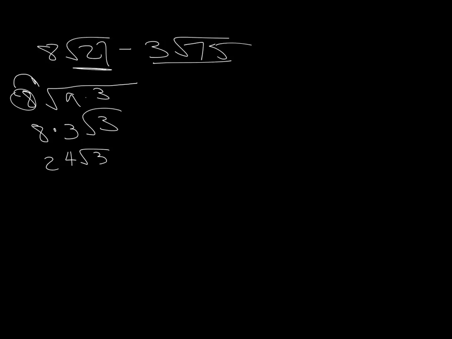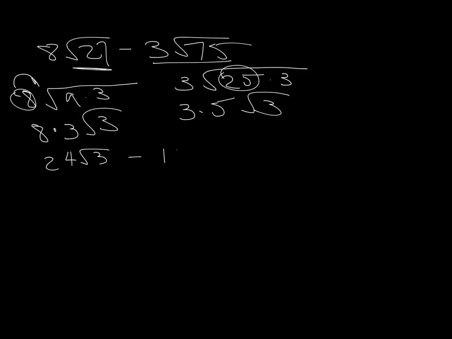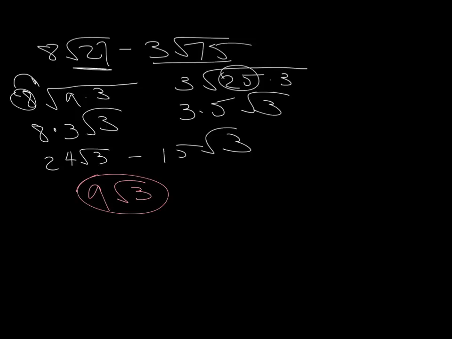Okay, let's look at this one. We've got a 3 and two numbers multiplied together that give you 75, that one of them you can take the square root of, that one right there. So we have 3 times 5, that 5 comes out, so we have 15 square root of 3. Alright, so notice what we've got here. We have a square root of 3 and a square root of 3 here, so we can combine those. So 24 minus 15 is 9, square root of 3, and we are done.